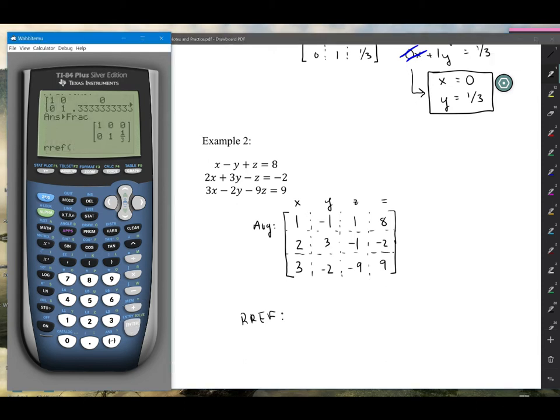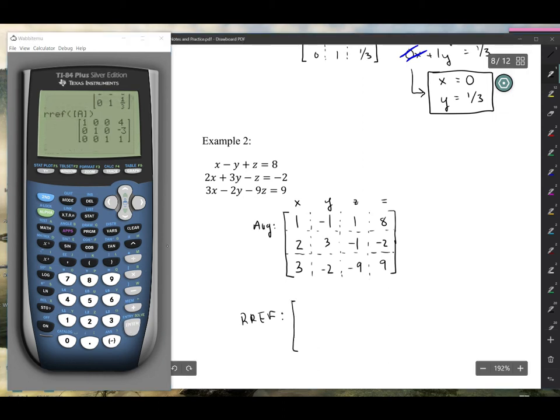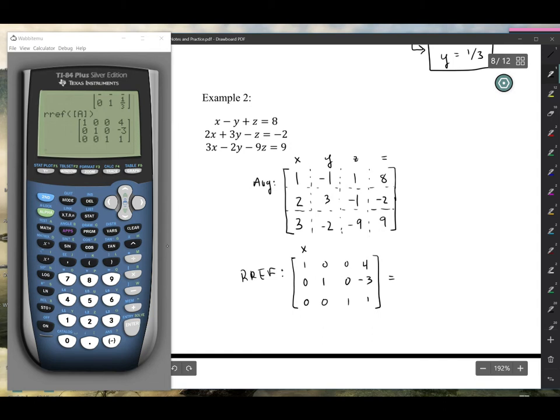And hit enter. Call out our matrix. Hit enter again, and lo and behold, we get this. So 1, 0, 0, 4. I'd like you to write these. 0, 1, 0, -3, 0, 0, 1, and 1. Now, again, what this corresponds to is I just have one x, I don't have a y, I don't have a z, therefore x equals 4. The second row, y equals -3, and the third row, z equals 1.